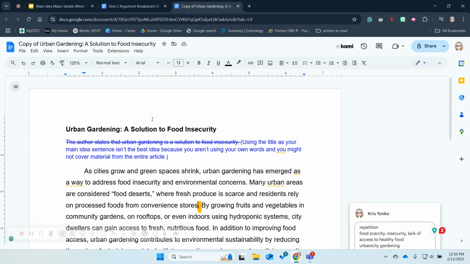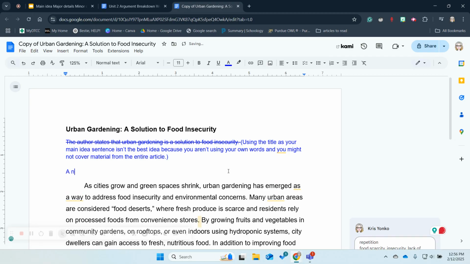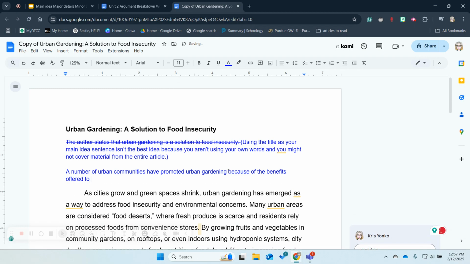So let's see how that sounds. I don't like how I repeated urban there, but let's see. A number of urban communities have promoted urban gardening because of the benefits offered to the citizens. And a lot of times it's a little bit of trial and error here.